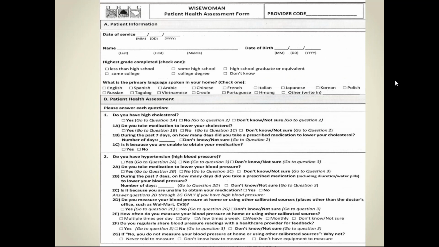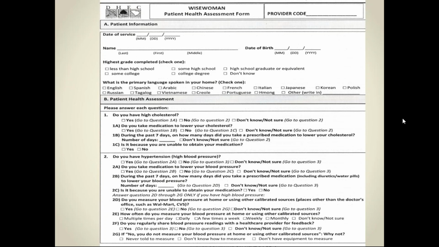In that section, we need the date of service, which should be the date that the patient had a BCN visit. With WISEWOMAN and BCN, they go together. When you do a BCN visit and the patient decides that they want to do a WISEWOMAN visit, that screening should be done on the same day. So those dates should be the same.